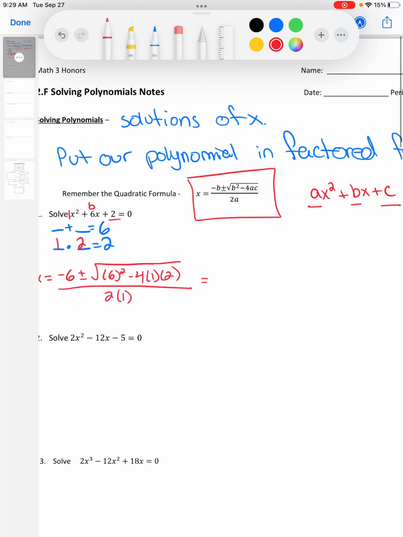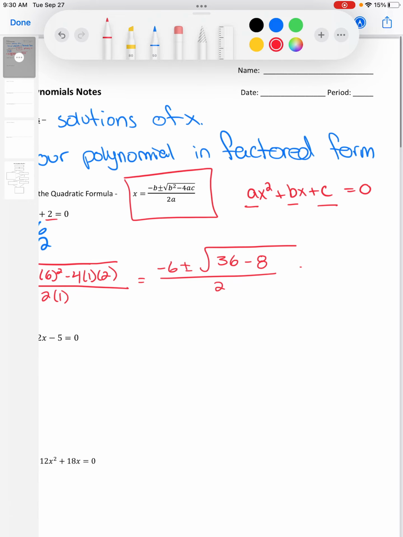Okay? So we have negative 6 plus or minus the square root of 36 minus 8 all over 2. So that equals negative 6 plus or minus the square root of 28 over 2. Now, can we simplify this? You know how to simplify square roots from last year, okay? What do we do to simplify this? Because if you put that into the calculator, it doesn't take the square root nicely.